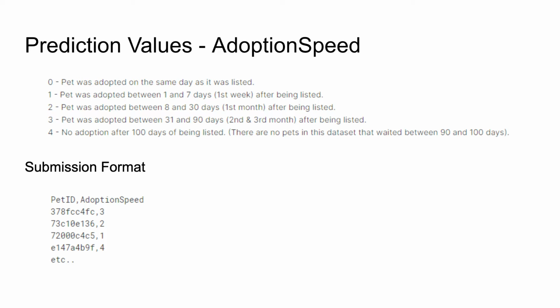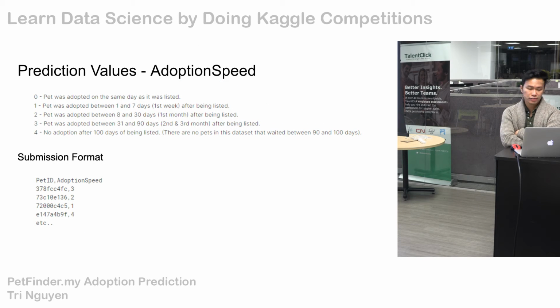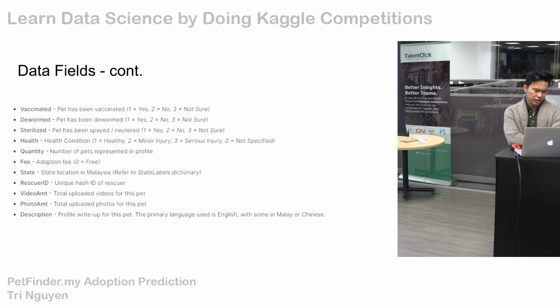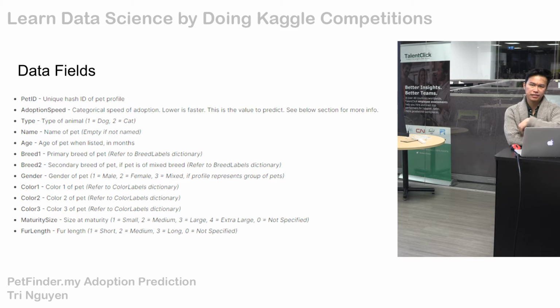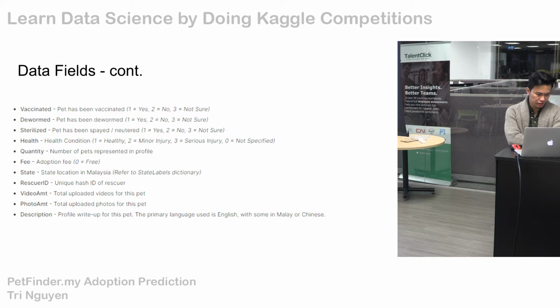In the data that's provided, are you provided with the number of days, or are you provided with it coded in this way? I think it's coded in this way, with label number 2 being the majority. If we go back to the data fields, it would be the second column, which is the adoption speed, and it's only coded that way. Because I don't actually see the date that the pet came in or the date that the pet was adopted.